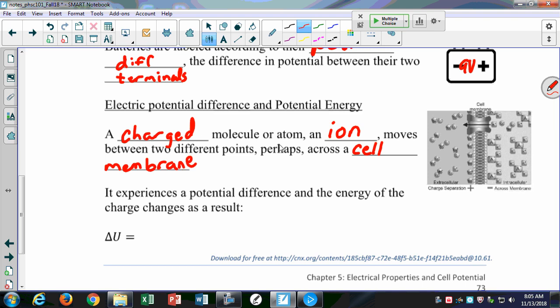And these are going to experience a potential difference, and then the change in energy will be Q times delta V. Because remember, V is U over Q. So if I'm talking about a change in potential, then I'm going to get a change in potential energy. So that's where these deltas come in. If a charge moves across a potential difference, from one point to another, it's either going to gain or lose energy. It's going to see a change in its energy.